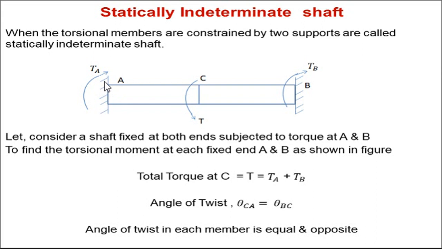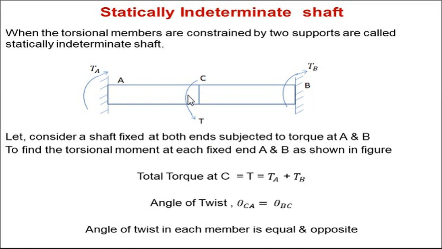So let us consider a shaft fixed at both ends, subjected to torque, to find out the torsional moment at each fixed end A and B, as shown in the figure. For this statically indeterminate shaft, our job is to find out the torque applied at end A and end B. And there may be a total torque at the center which is given.